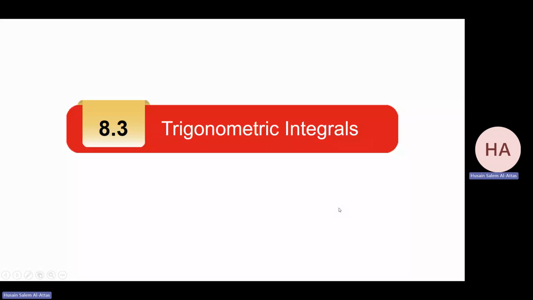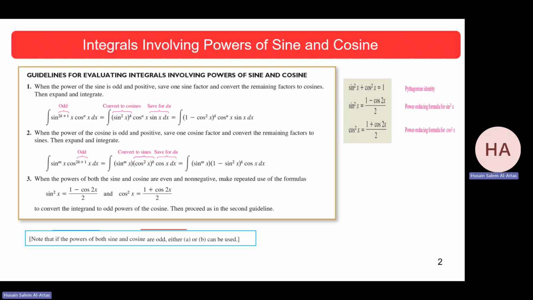Bismillah ar-Rahman ar-Rahim. Now we'll do trigonometric integrals, where we're talking about integrals involving the sine, cosine, secant, tan, involving the trig functions. And there are some guidelines for evaluating these integrals. Just to remind you about some of the rules.